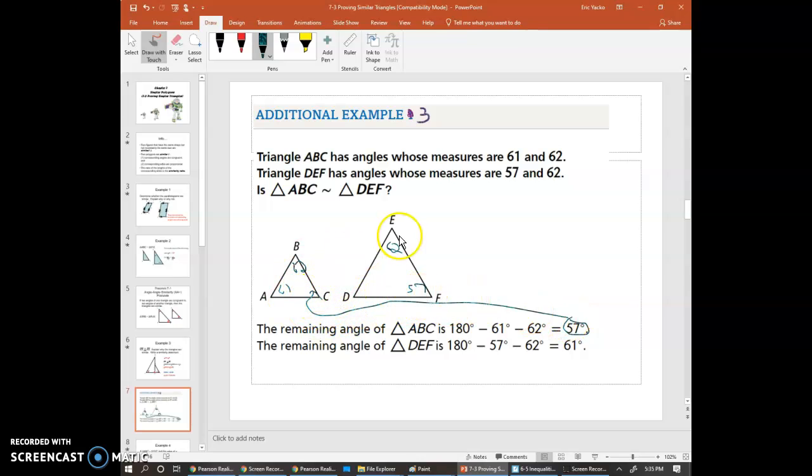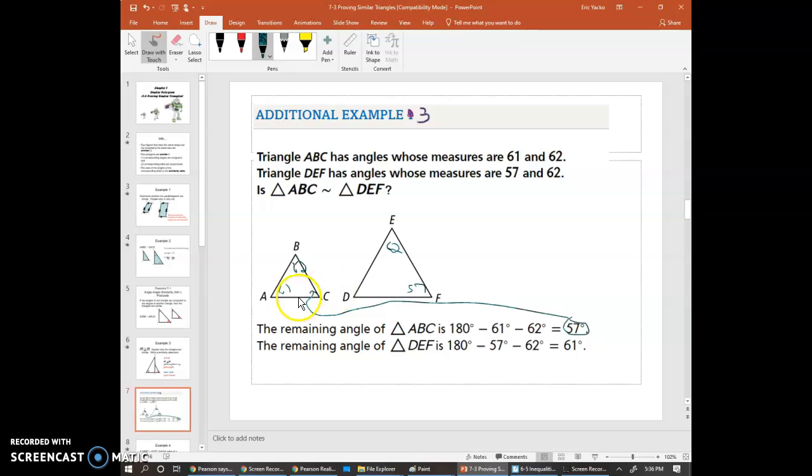Okay, of course, we just label these in any haphazard way. 61 could have been C and 62 could have been A. But regardless, you have two angles in the two triangles that are congruent. So therefore, those triangles are similar. Okay, we just proved that the two triangles are similar.